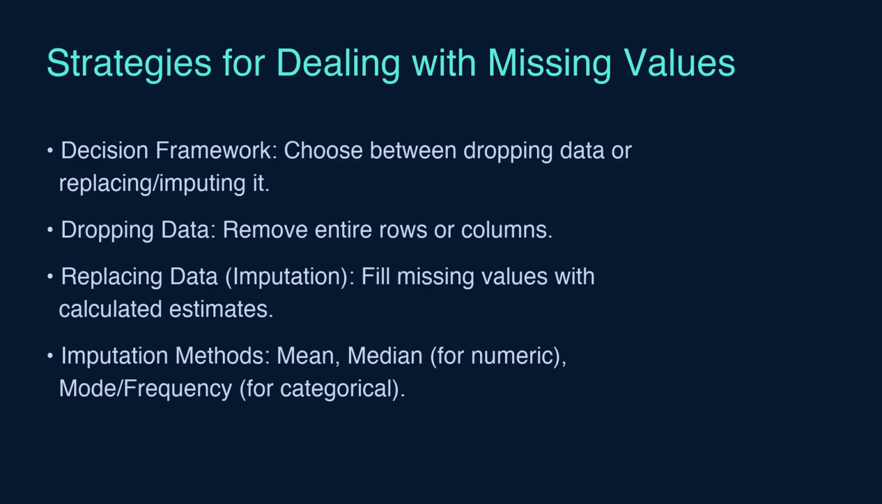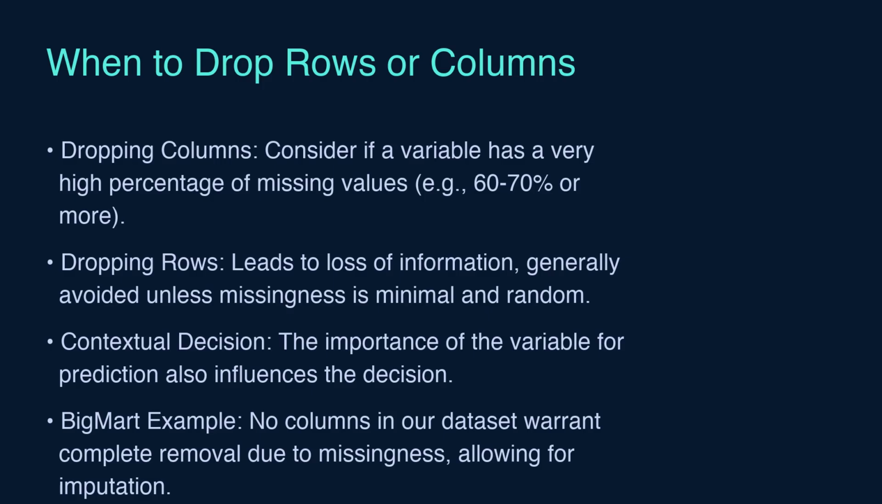For numerical variables, common imputation methods include replacing missing values with the mean or median of the column. For categorical variables, we often use the mode or most frequent category. The choice between these methods depends heavily on the nature of the data, the extent of missingness, and the potential impact on our model. Let's explore each of these in more detail. Let's delve into the dropping strategy.